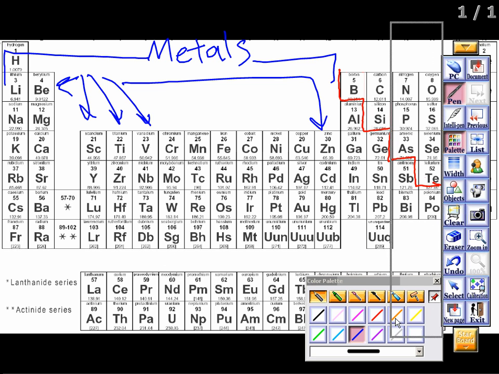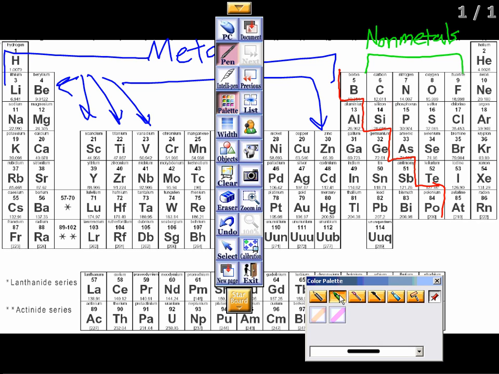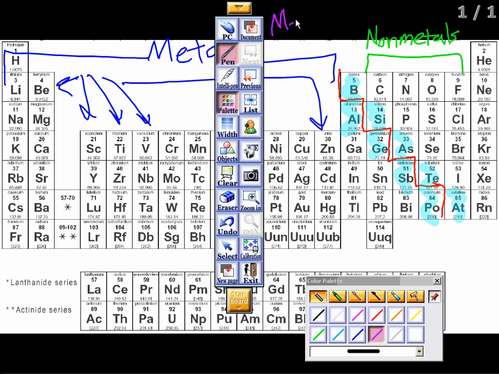Everything to the right of the stair step are non-metals. They're the opposite of metals. They do not conduct electricity. They're dull. They're kind of brittle. And then there's a special third group, those that actually sit on the line. The things that sit on the line, if it touches the line, these are another special group, and they're halfway in between. They're called metalloids.